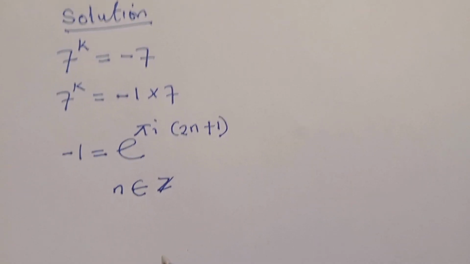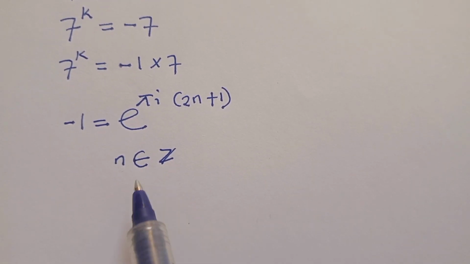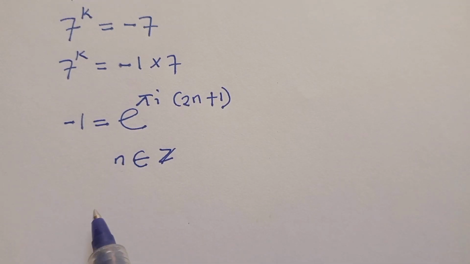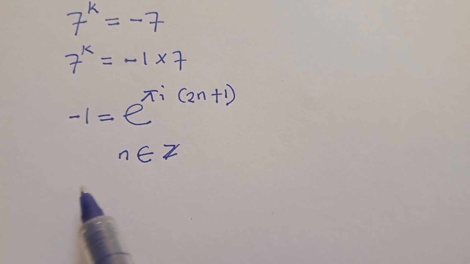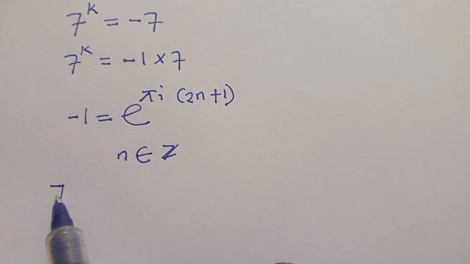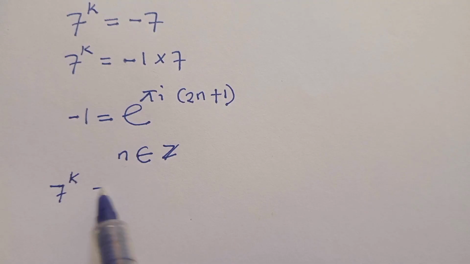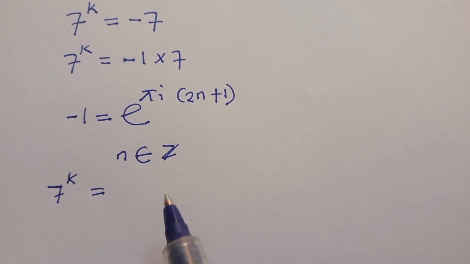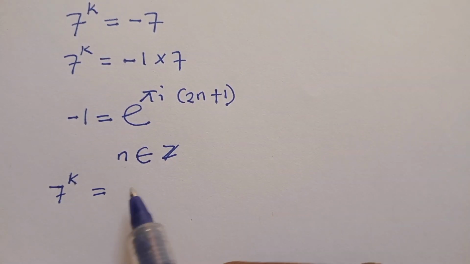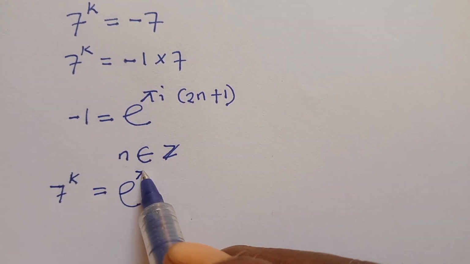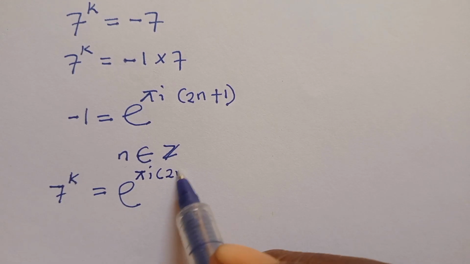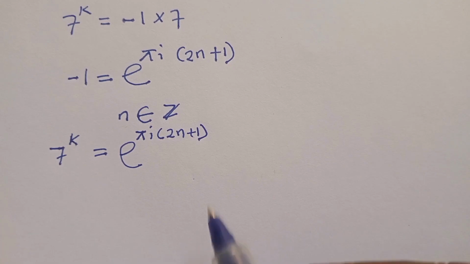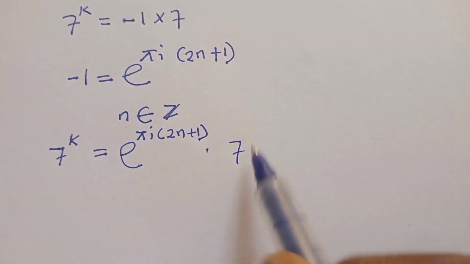Minus 1 simply means this, and this n here belongs to the set of real numbers. Now let's substitute for the value of minus 1 in our original expression. So we will now have 7 raised to the power of k equal to e to the power of pi i into bracket 2n plus 1, everything multiplied by 7.